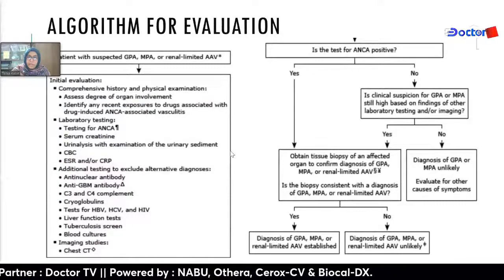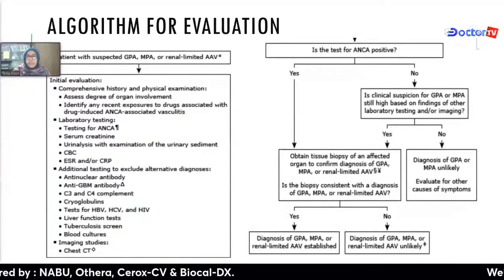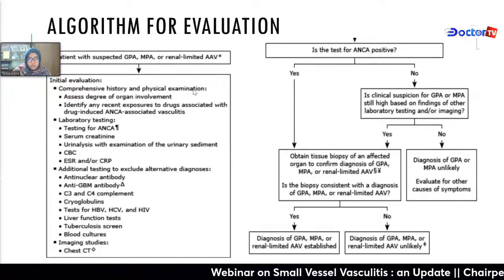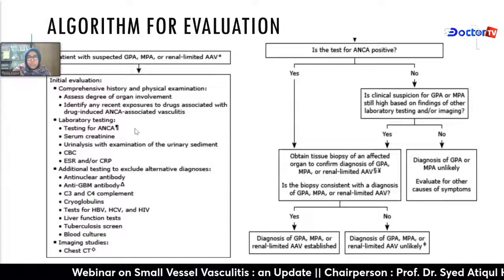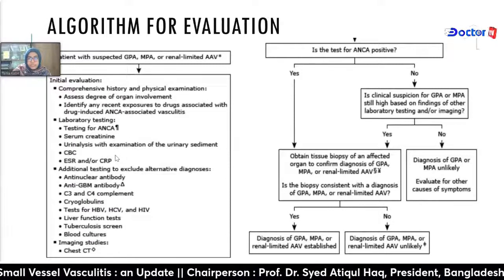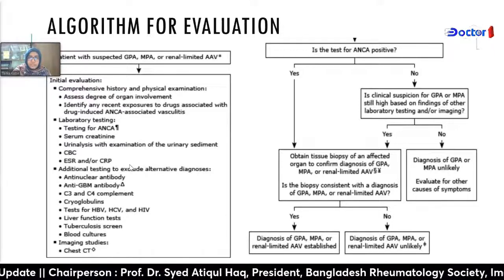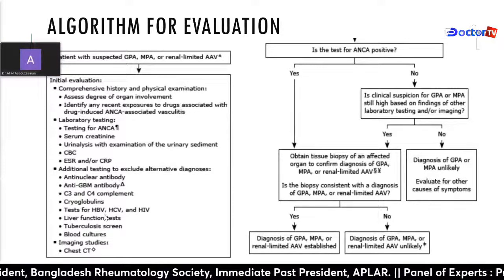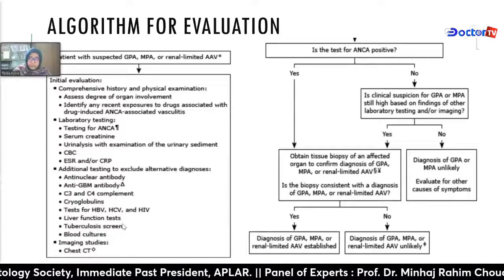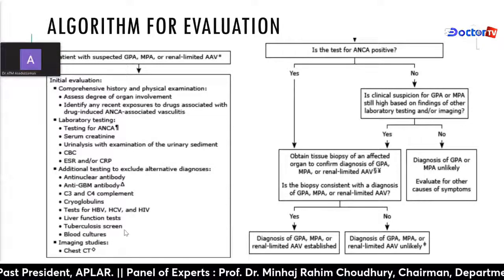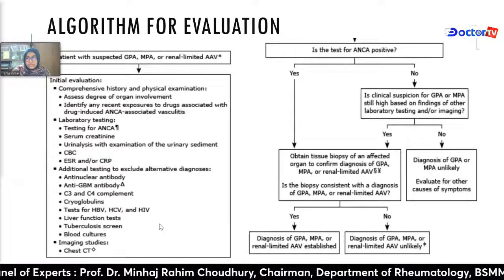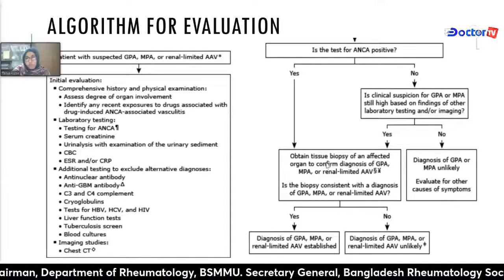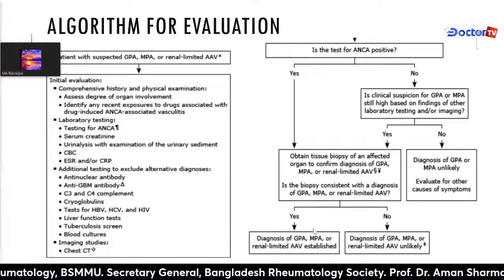This is the algorithm for the diagnosis of ANCA-associated vasculitis. When a patient is suspected of GPA, MPA, or limited ANCA-associated vasculitis, we should evaluate by taking a comprehensive history and doing the physical examination. Some laboratory tests are done for ANCA, serum creatinine, urinalysis, ESR, and CRP, and some tests are done to exclude other diagnoses like ANA, anti-GBM antibodies, C3, C4 complement, cryoglobulin, and screening for hepatitis B, C, and HIV, and for safety, liver function tests and tuberculosis skin test. In imaging, we can do the CT test. If ANCA tested positive, then we should go for the tissue biopsy. If this is consistent with the diagnosis, then the diagnosis is established.